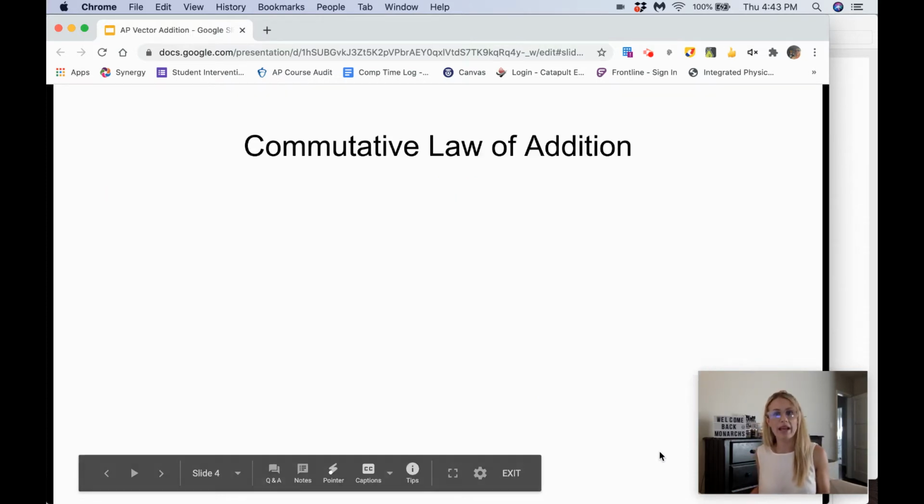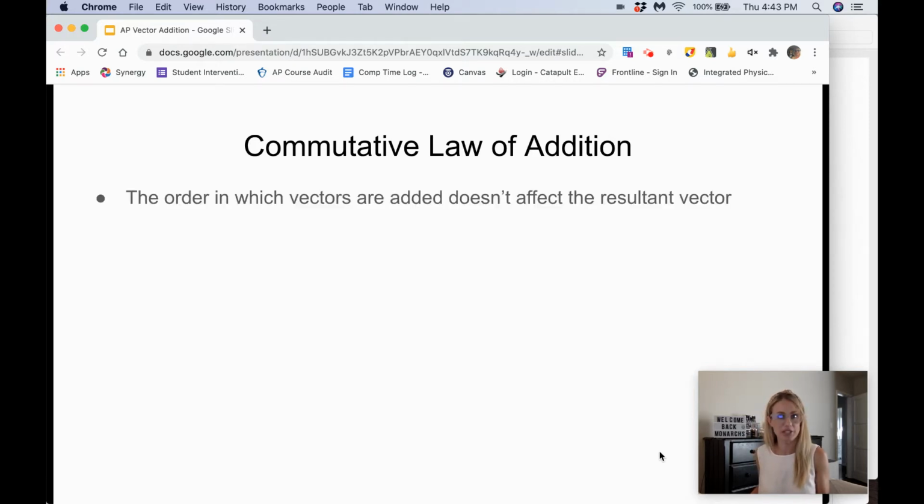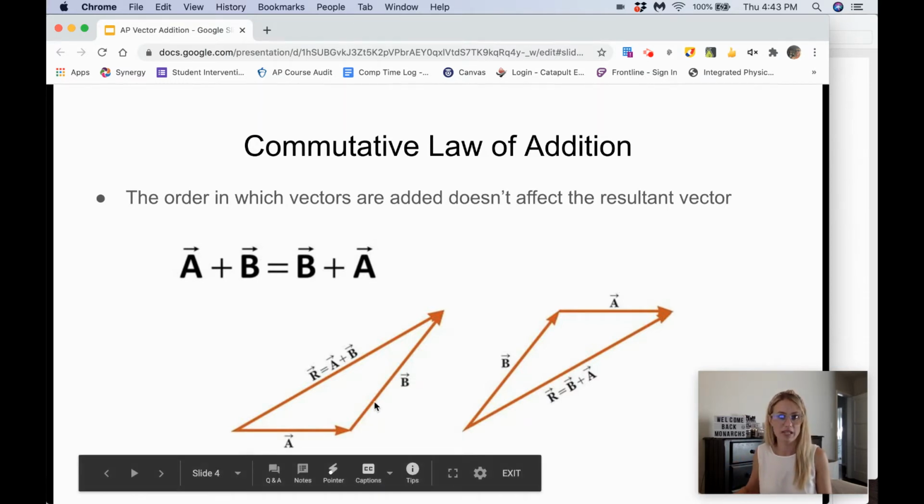Vectors obey a couple of laws, and the first one is the commutative law of addition, which just means that the order in which vectors are added doesn't affect the resultant vector. So if I add A plus B or B plus A, we'll get the same resultant vector. If you flip the order, you still get the same resultant vector, meaning the same magnitude and the same direction.